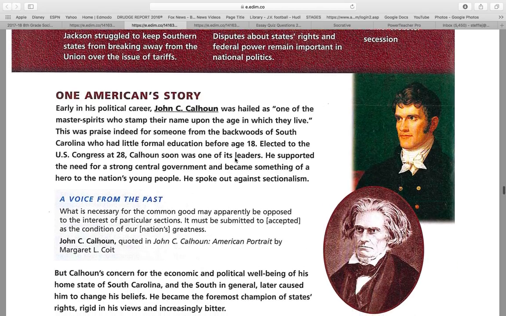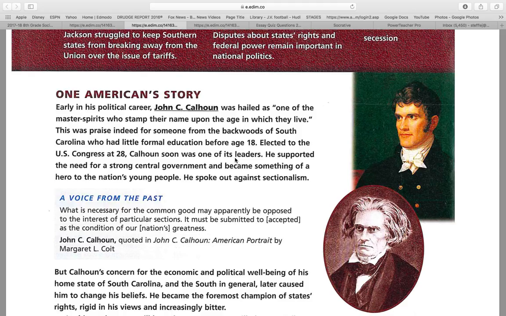One American Story. In his early political career, John C. Calhoun was hailed as one of the master spirits who stamped their name upon an age in which they live. This was praise indeed for someone from the backwoods of South Carolina who had little formal education before age 18. Elected to the U.S. Congress at 28, Calhoun soon became one of its leaders. He supported the need for a very strong government and became something of a hero of the nation's young people.